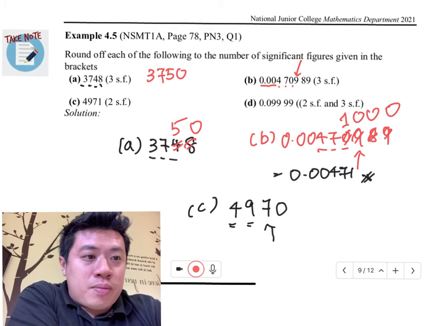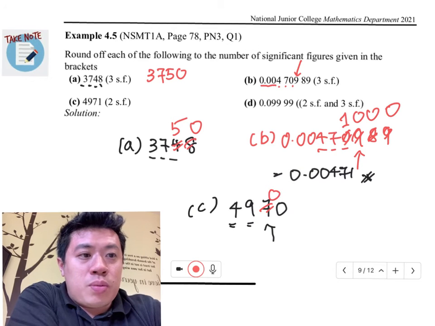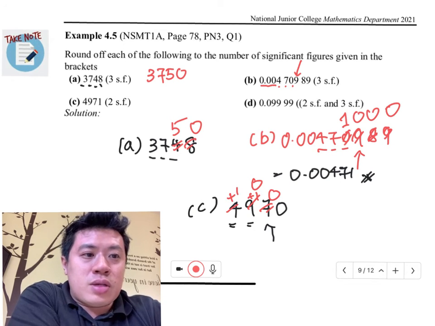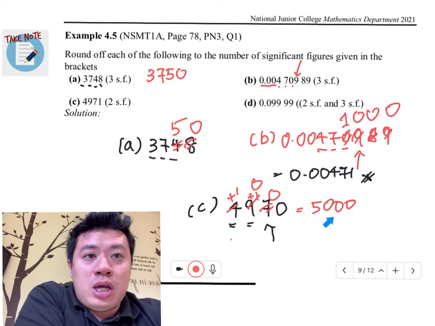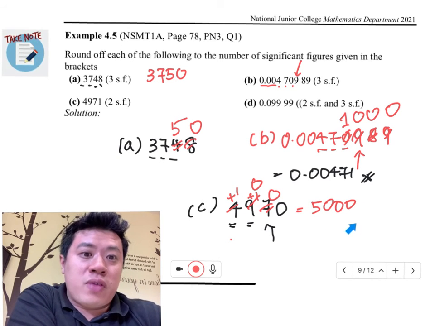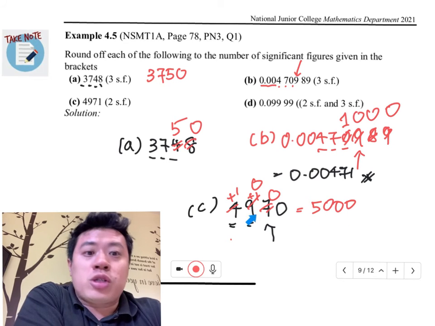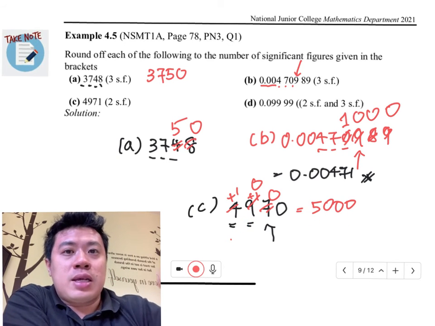If I'm rounding up, this will go to 0, and this will be a +1. But it turns out that when you take 9 plus 1, it's going to give you 0 as well. So it's going to be a +1 here. So your answer actually turns out to be 5,000. Sometimes when you round the answer to 2 sig fig, it is the same answer as if I round it to 1 sig fig. Because of the 9, it actually rounds up very nicely.